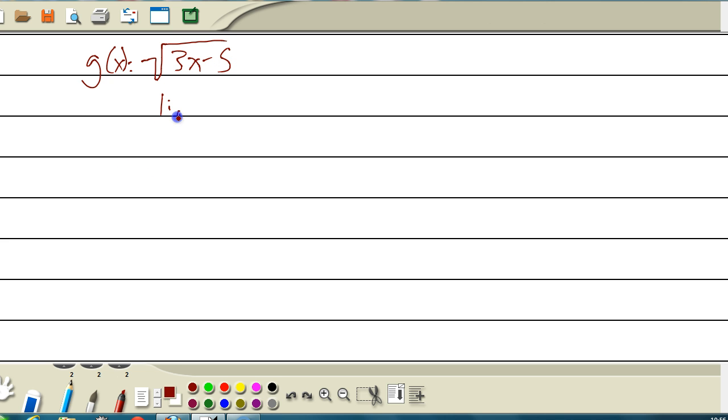We need to find the limit of g of x plus h minus g of x, divided by h, as h approaches 0. So once again, we're just going to plug in x plus h for x and just leave the x for the other side. So we're going to go ahead and plug it in.